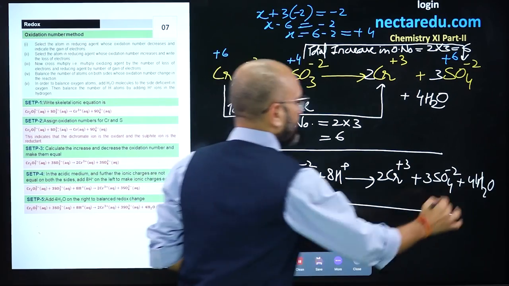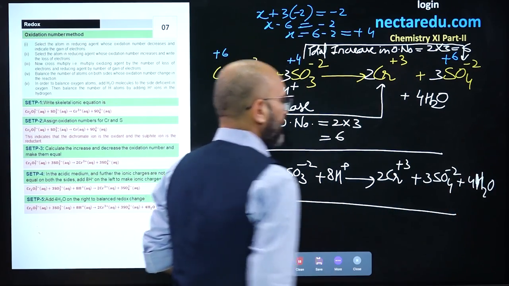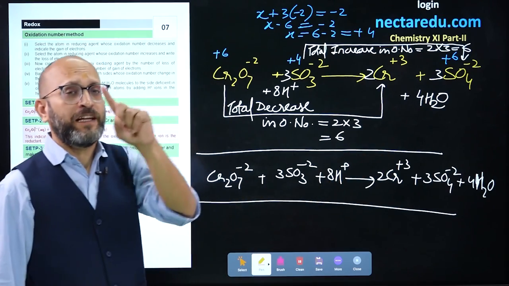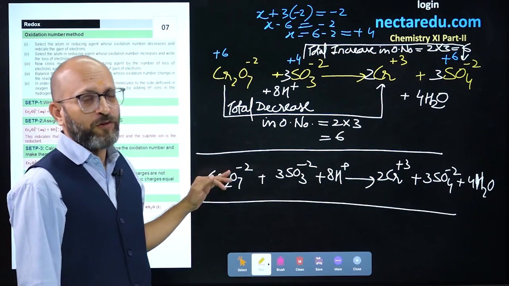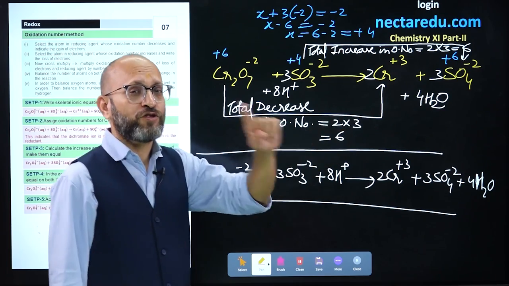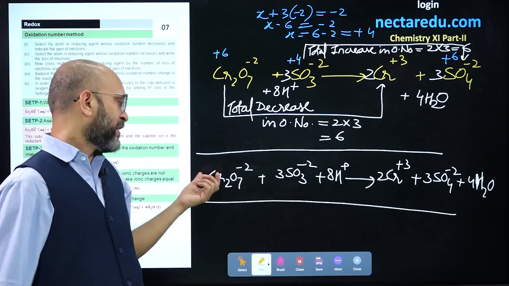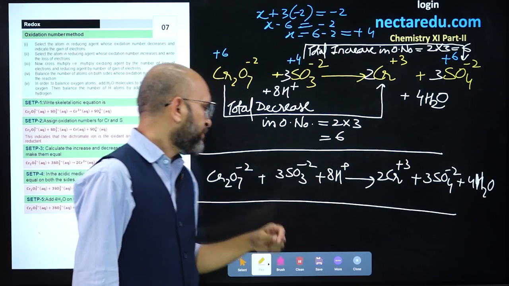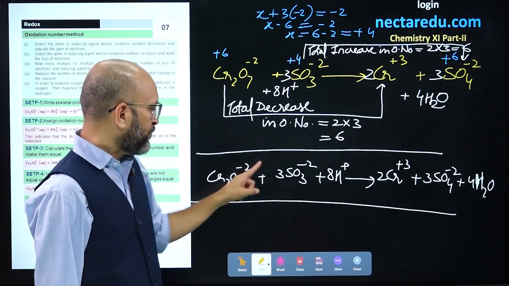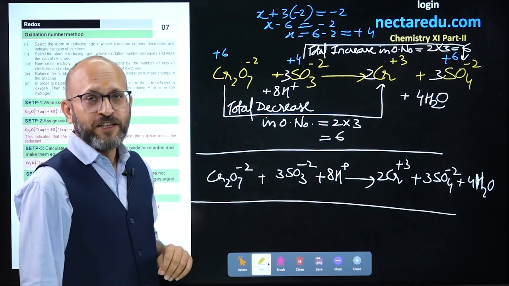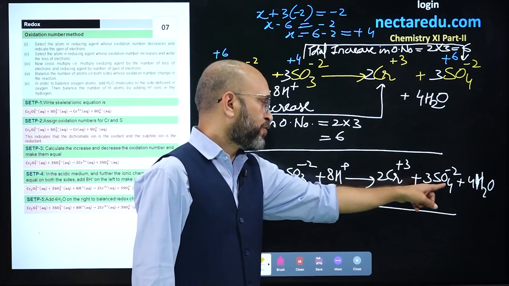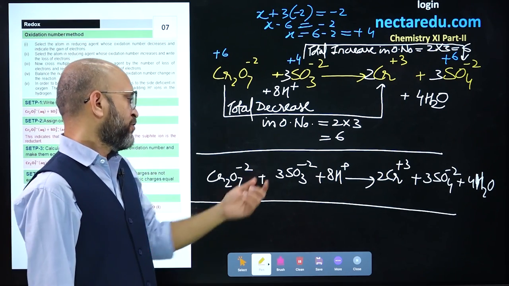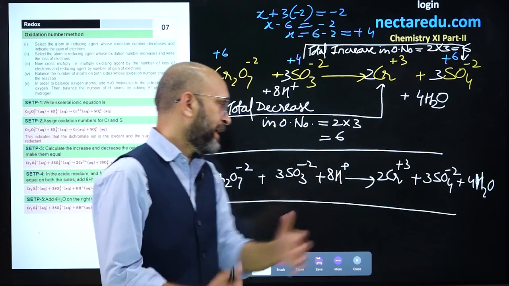If you want, you can verify that the total charges on this side and that side should be equal, and the total atoms of a particular element on this side and that side should be equal. We can check: 2 chromium, 2 chromium, 3 sulfur, 3 sulfur. Oxygen atoms are 7 plus 9, that is 16 atoms this side. You have 3 4s are 12 and 4, 16 oxygen atoms that side. You have hydrogen 8 this side, hydrogen 8 that side.